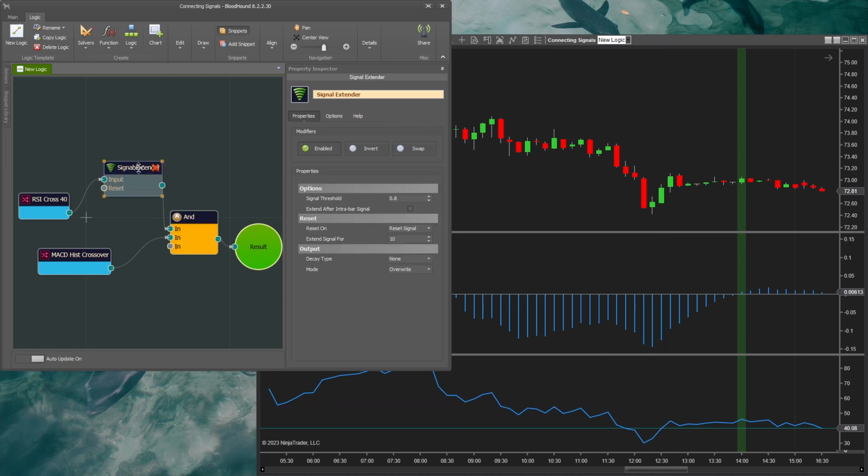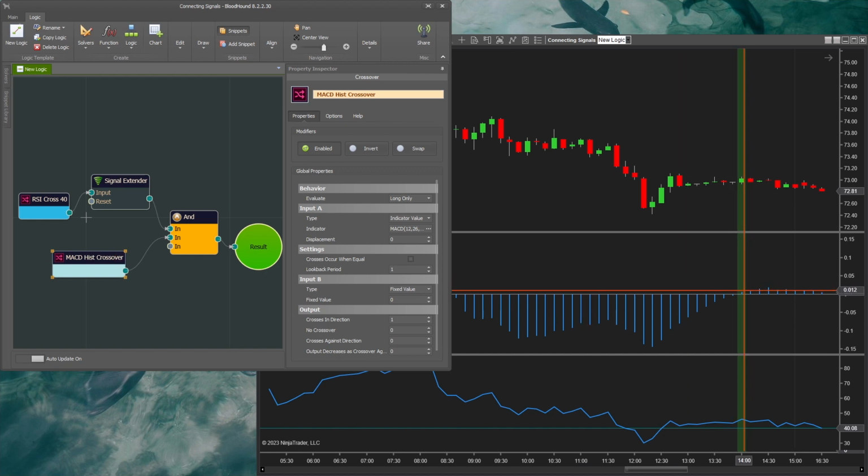Now, the way we've set this up here is we're basically making the MACD histogram cross the actual signal. So this crossover right here, this zero line crossover here, this is the actual signal rule, and the RSI is acting almost like a filter. It's just saying, hey, I'm allowing this signal to come through sometime in the next 10 bars if it so occurs. But the actual signal is coming from the MACD histogram cross.